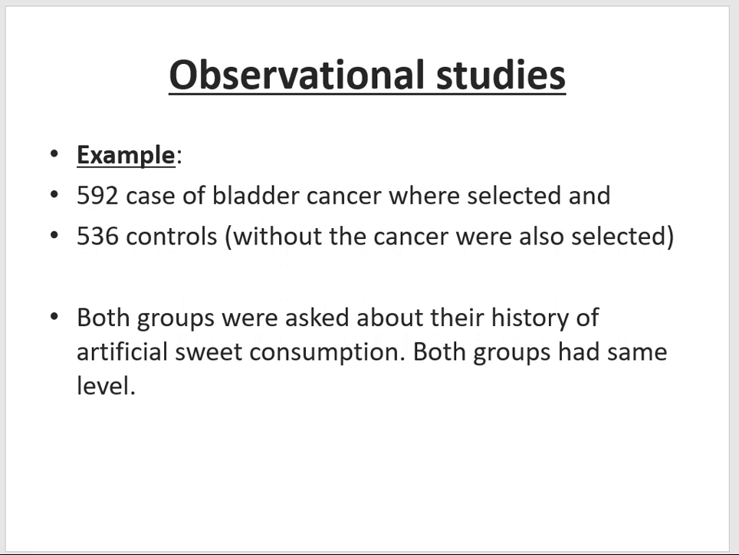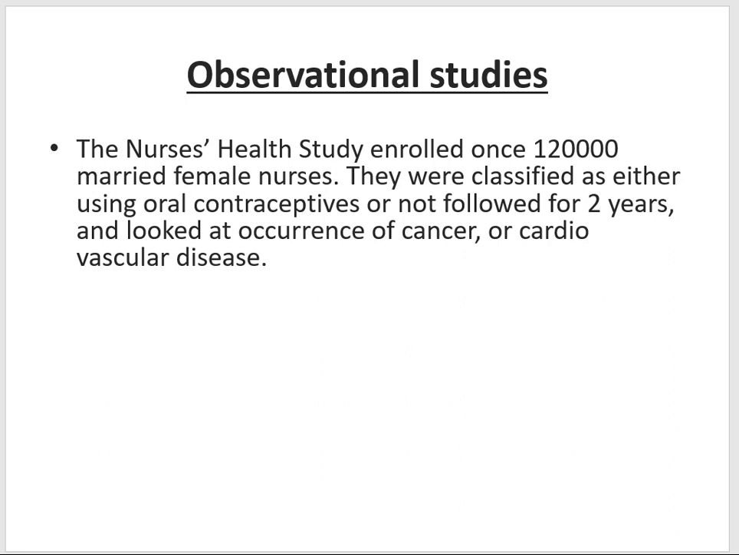After they collected the 500-some cases of bladder cancer and the 500-some controls, they asked them about their history of consumption of artificial sweetener. So they asked them questions like, are you an avid user of artificial sweetener? How much do you use it per day? How long have you been using it? And in this study, they found out that there was no difference between the groups. But what I care about in this example is that you should be able to realize that this is a case control study just because of the selection process. Ask yourself, how did they select the participants? And in this example, they selected them based on whether or not they had the outcome. Here, the outcome being bladder cancer, and the exposure being artificial sweetener.